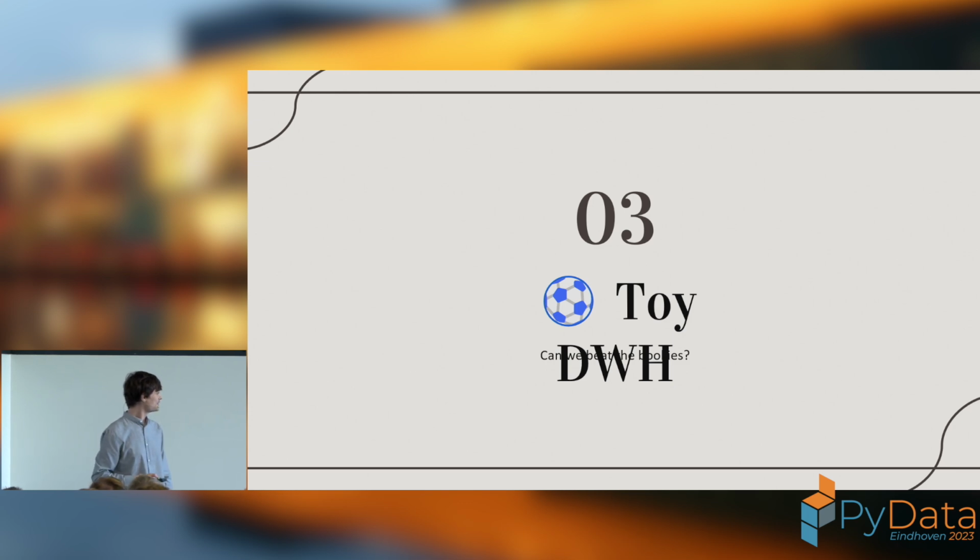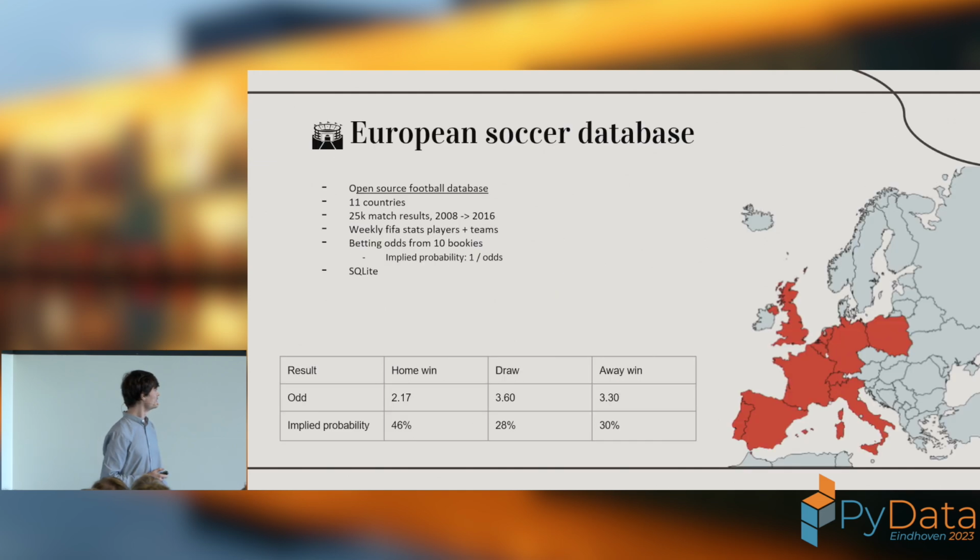So the toy data warehouse: can we beat the bookies? There's actually a very cool open source data set out there on Kaggle. It holds the match information of 25,000 matches in 11 European countries. It's all ordered as a relational database in a SQLite format. It also contains weekly updates on statistics of players and teams, and also the final odds that the bookies provided for the match.